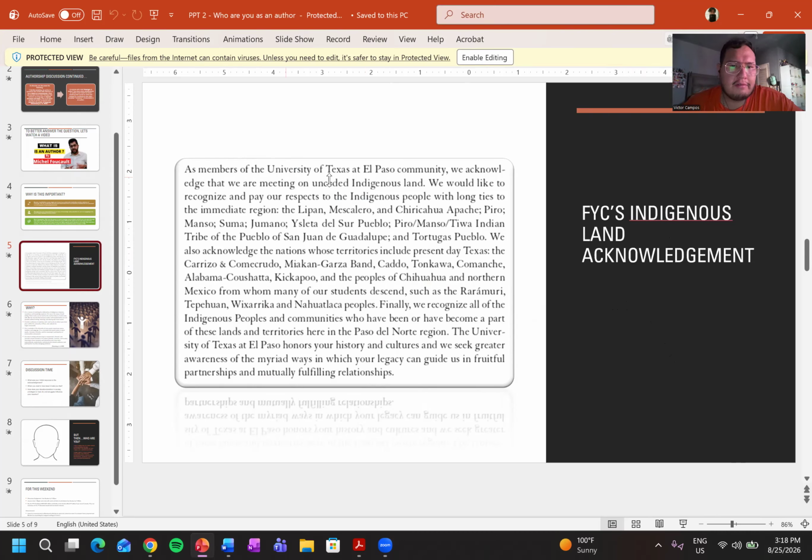As members of the University of Texas at El Paso community, we acknowledge that we are meeting on unceded indigenous land. We would like to recognize and pay our respects to the indigenous people with long ties to the immediate region: Dalipan, Mescalero, Enchiricawa, Apache, Piro, Manso, Suma, Yumano, Isleta del Sur Pueblo, Piro Manso Tigua Indian tribe of the Pueblo of San Juan de Guadalupe, and Tortugas Pueblo. We also acknowledge the nations whose territories include present-day Texas, the Carrizo and Comecrudo, Miacán Garza Band, Caddo, Tonkawa, Comanche, Alabama Coushatta, Kickapoo, and the peoples of Chihuahua and northern Mexico, from whom many of our students descend, such as the Rarámuri, Tepehuan, Wixárika, and Nahuatlaca peoples.